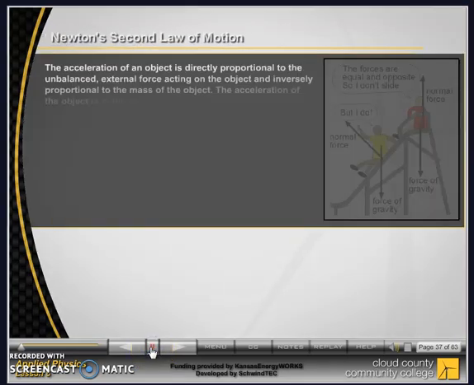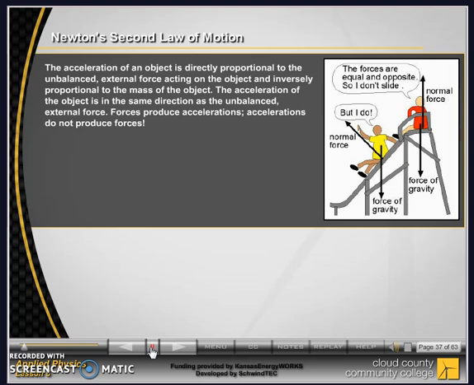The acceleration of an object is directly proportional to the unbalanced external force acting on the object and inversely proportional to the mass of the object. The acceleration of the object is in the same direction as the unbalanced external force. Forces produce accelerations. Accelerations do not produce forces.